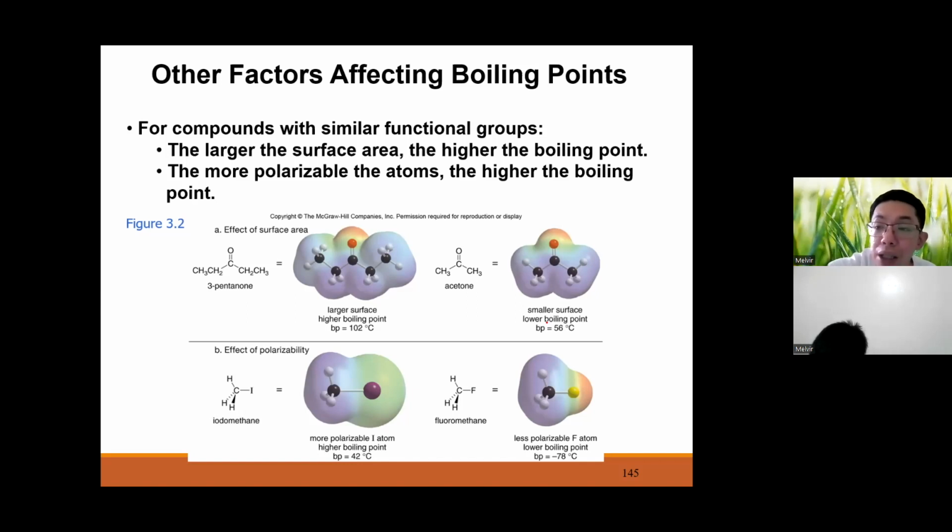We also have this trend, no, the polarizability. So in polarizability, Josh, the more polarizable the atoms, the higher the boiling point. So what can you say about polarizable atoms, Josh? Larger or smaller? When are atoms more polarizable, Josh? Larger or smaller? Do you recall?